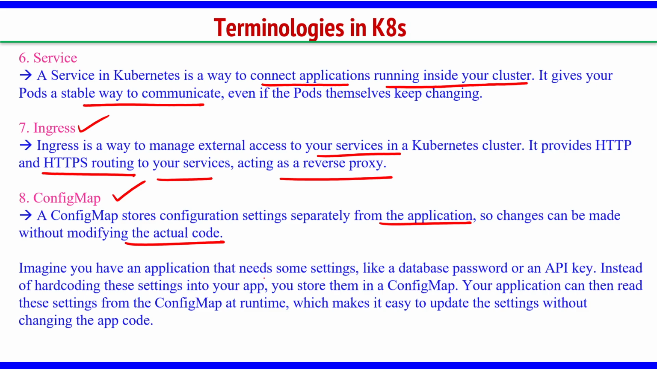Imagine you are having an application that needs some settings like a database password or an API key. Instead of hard coding these details in your code, you can store them in the config map. So, during runtime, our application will access this config map and it will get the credentials from there, right. That is the purpose of the config map.